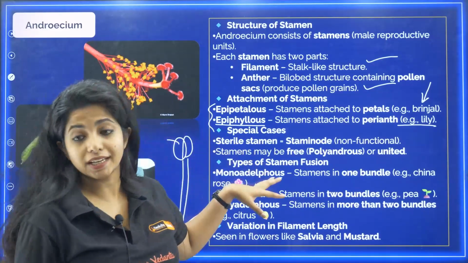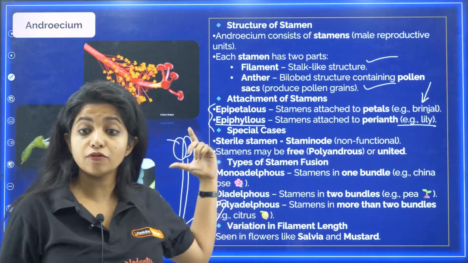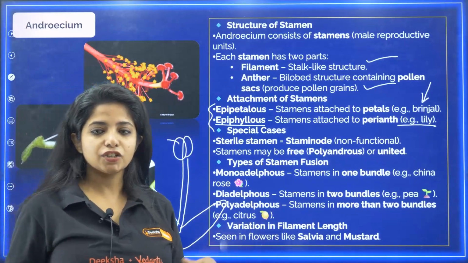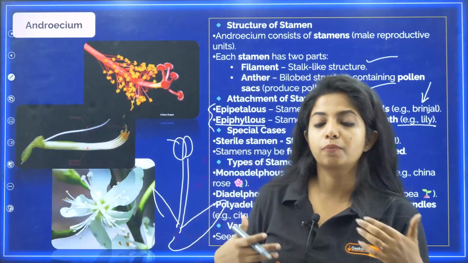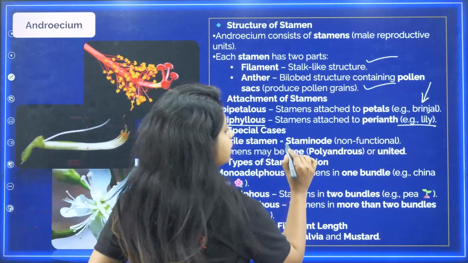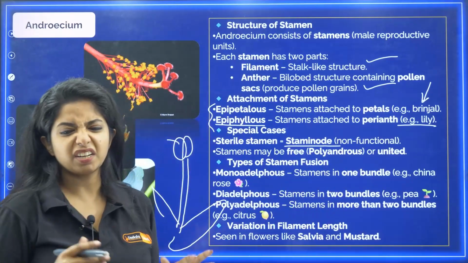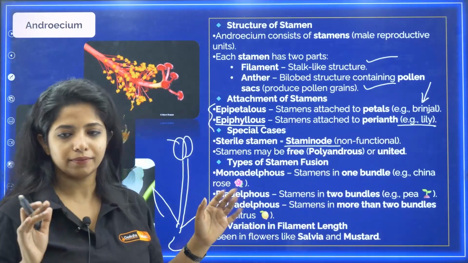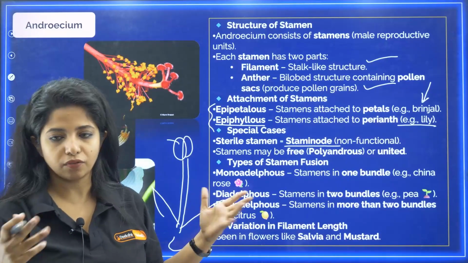Now, special cases are there. There are chances that the stamen is sterile, as it is not going to produce what? The functional pollen grains and things like that. So what do I call this condition? I will call this condition staminode condition. Okay, that the stamen is not working. Staminode. Either way, you can remember it.